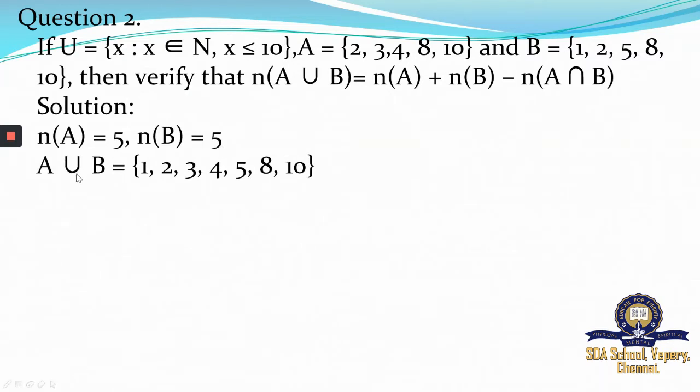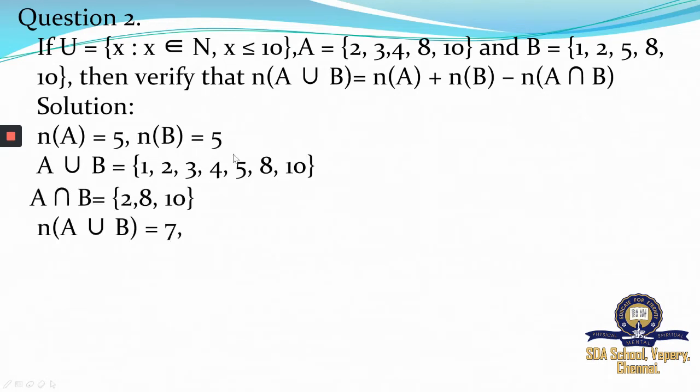Next, let us find A union B. How do we find A union B? You have to write all the elements of A and B but without any repetition. Yes, I have written. Now, what is my A intersection B? The elements which are common between A and B. If you see, elements 2, 8 and 10 are common between A and B.